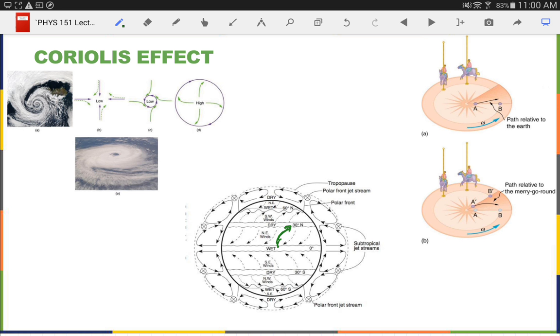Now, what's the most common place that you see the Coriolis effect? And I'll say no as soon as you answer correctly.